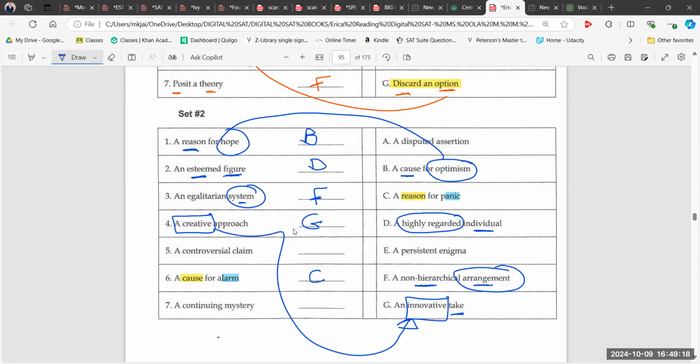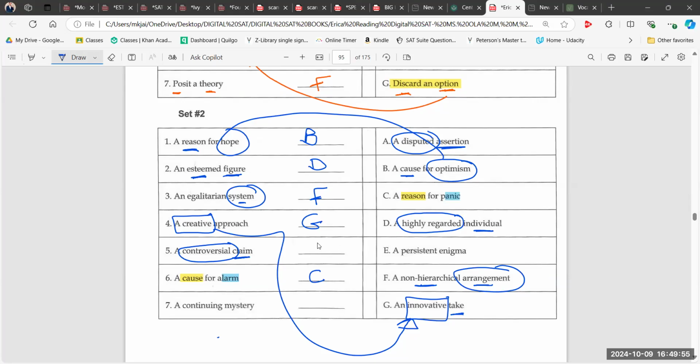Getting easier now. Yes, Ahmed Amr. Which one? Number 5 with A. A controversial claim is the same as a disputed assertion. A claim is an assertion, something that you believe is true. Controversial means that there is a kind of dispute, disagreement between people. They are disputing about it. Each one has his own point of view.